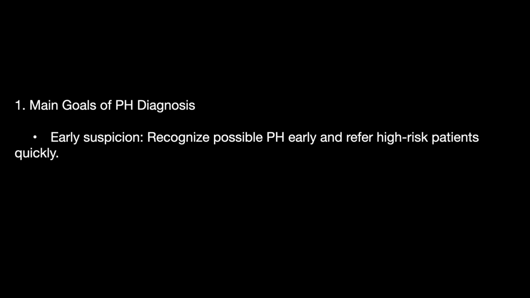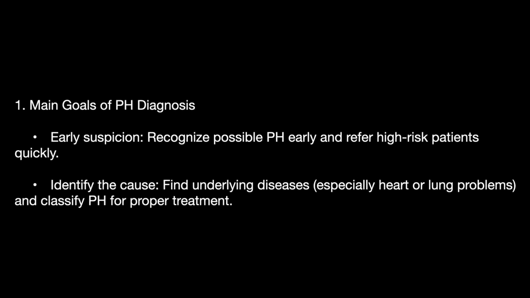Now, how do we actually make a diagnosis of pulmonary hypertension? The main goal is to have an early suspicion, that is, recognize possible pulmonary hypertension early and refer high risk patients quickly. This is very important. Identify the cause, try to find an underlying cause, because mostly it will be either the heart or the lungs, and classify it for proper treatment.